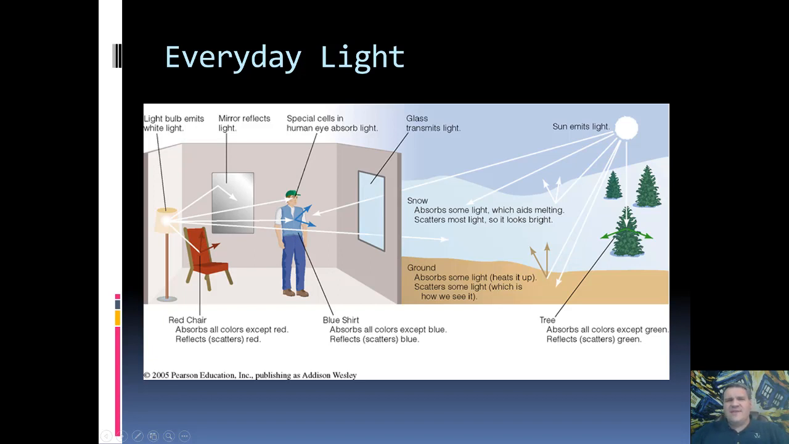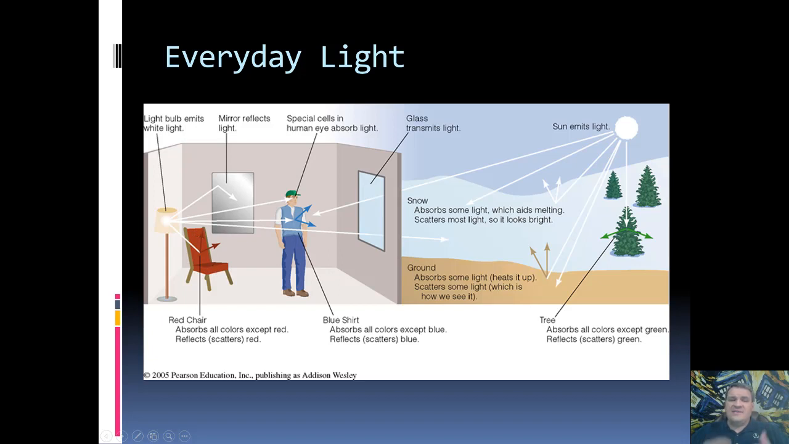However, previously we said that absorption is where the object takes in the light, which means the light isn't there anymore. So shouldn't these things be black? Well, what's going on is that these things are absorbing light, but only of certain colors, and the other colors are actually being scattered or reflected. So, for example, the red chair. We know that the red light is bouncing off.